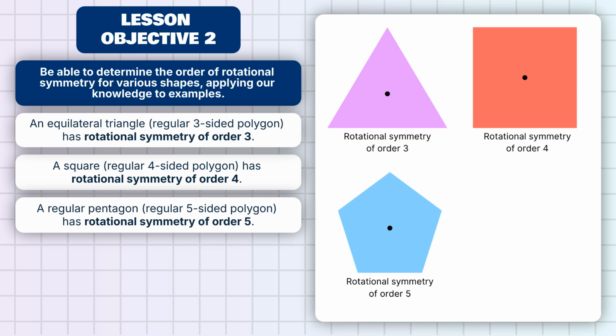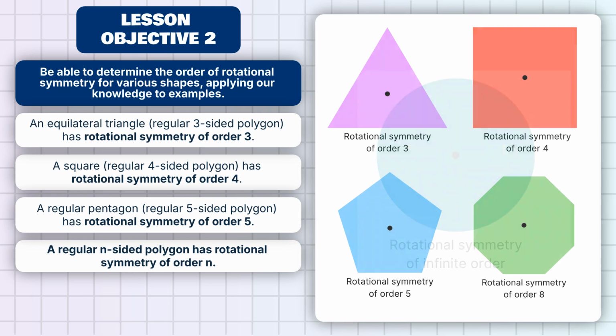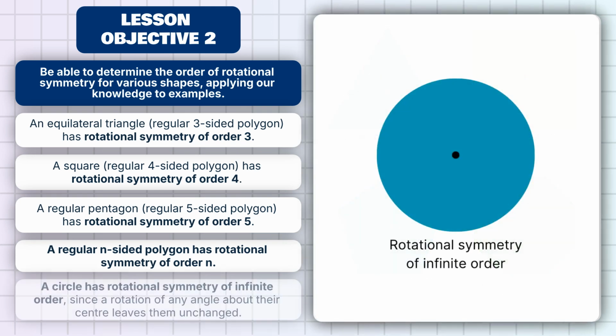We can see a pattern developing here, and this continues for all regular polygons. So a regular n-sided polygon has rotational symmetry of order n. This means that an octagon, which is a regular 8-sided polygon, has rotational symmetry of order 8. Another interesting result is that circles have a rotational symmetry of infinite order, since a rotation of any angle about their center leaves them unchanged.